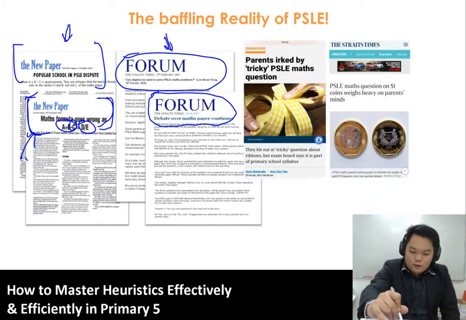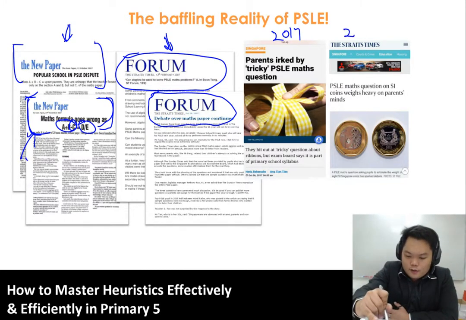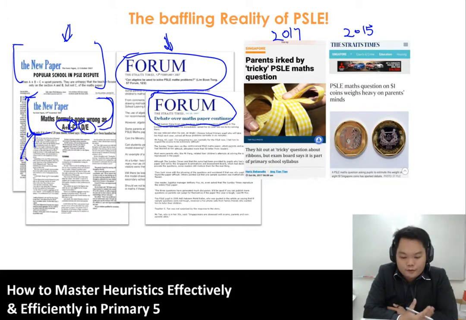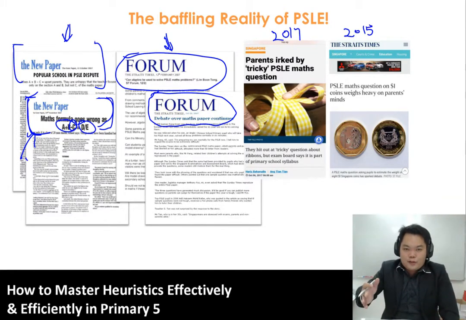And by now, you should know that there's this tricky ribbon question that just came out this year. And this coin, estimate the weight of the coin question that came out in 2015. All these are infamous. And the thing about PSLE is the difficulty level would not vary too much. It will either stay the same, plus or minus a little variance, or it will be more difficult.